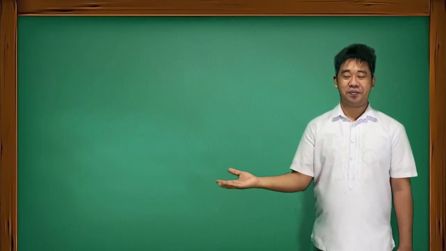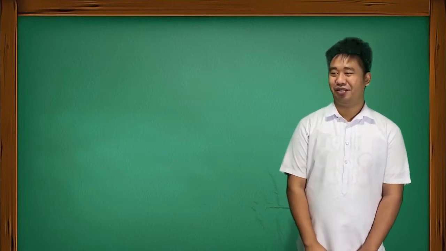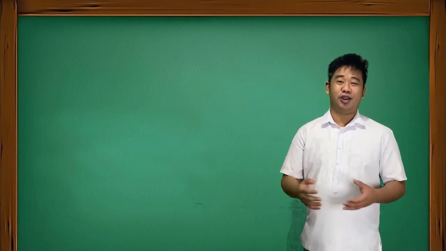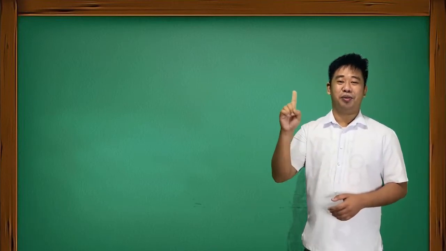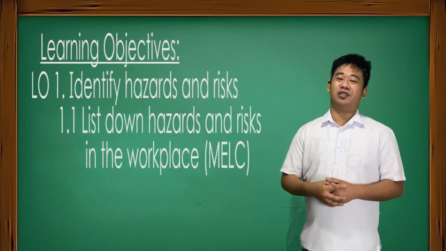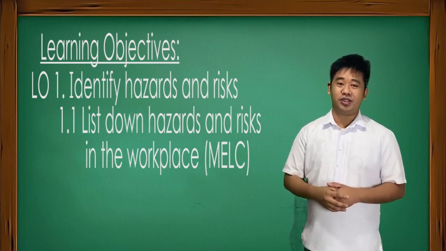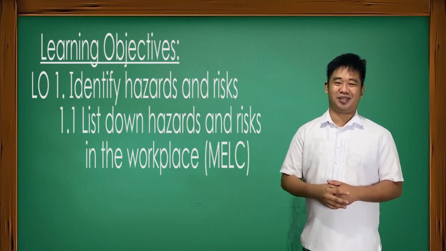Is that clear? Do you have any question about our past lesson? Very good. For our learning objective for today, number one, identify hazard and risk, and list down hazard and risk in the workplace. And this is based from the most essential learning competencies.